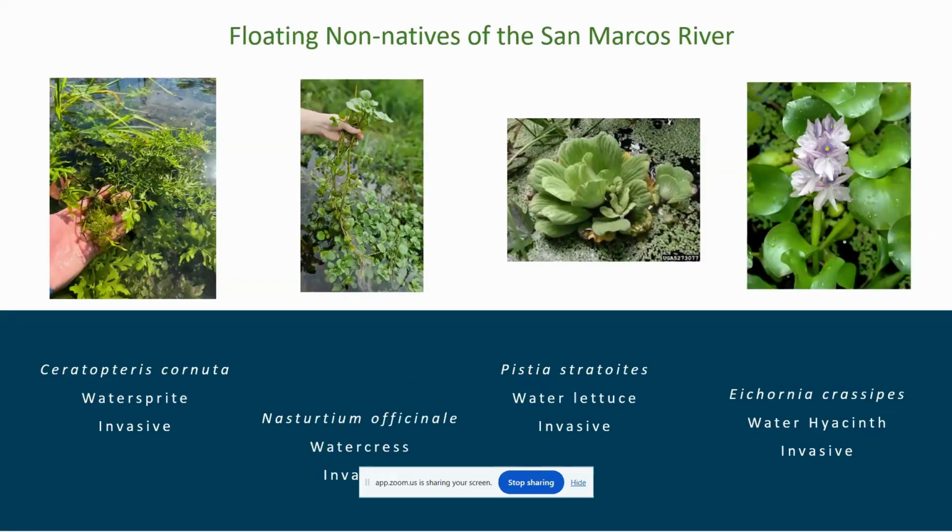And then we have floating non-natives, which are like the bane of my existence. We have Ceratopteris, water sprite, watercress. If you're ever hungry, go out to the lake or go out to the river and look for some water lettuce, and then water hyacinth. A lot of these species were all brought here through aquarium dumping. They're really popular plants for people to have in aquariums.